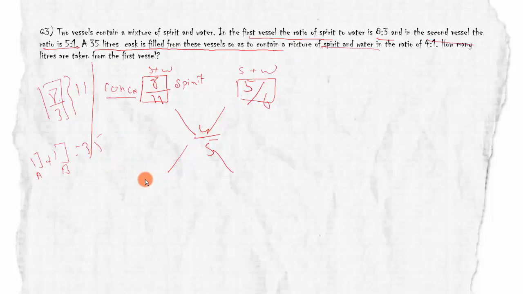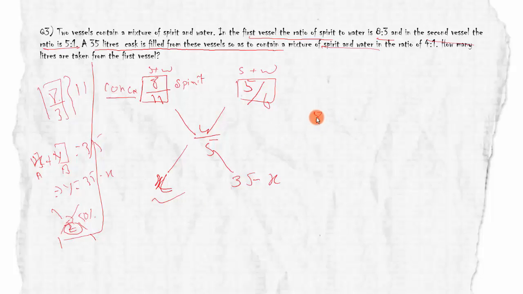So if we are mixing x liters from A, we would have mixed 35 minus x liters of B. Why? Because when we add these two, we get 35 liters, right? Remember, when we added 1 liter of this and 1 liter of this, we get 2 liters with some concentration, maybe 50% concentration. Likewise, when this is x and this is y, it would have been 35 minus x. So that is what I have represented here. How many liters are taken from the first vessel is the question. So the first vessel is x liters. That is the question in hand.